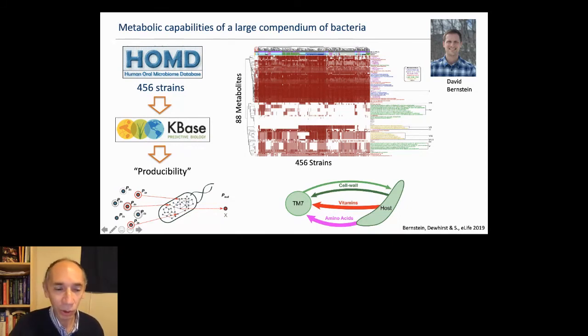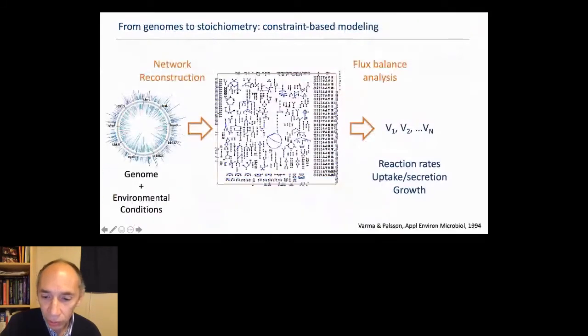And I'm not going to have time to go into the details of this, but this is basically a probabilistic version of flux balance analysis where we can ask, what is the chance that in an ensemble of environments, a given organism will be able to produce any compound from its own biomass, given what we know. And this algorithm allowed David to produce this matrix that shows how all these different strains can produce different metabolites in their biomass composition.